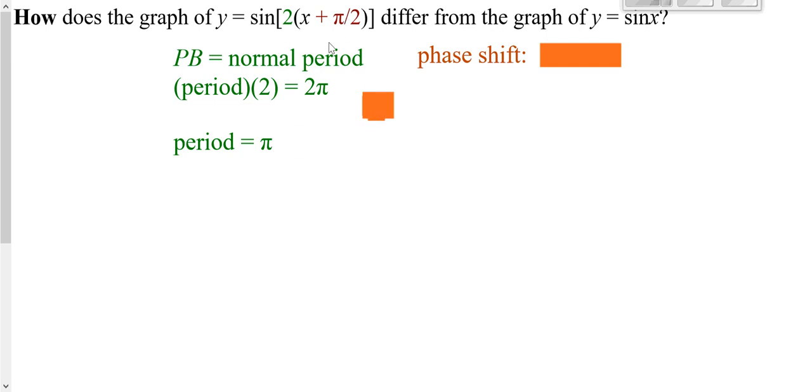When it's in this form, what's added or subtracted to x is your phase shift. So this is going to be pi over 2 to the left. Now, if we did not have this extra set of parentheses here, to find your phase shift, we'd actually have to factor that 2 out.